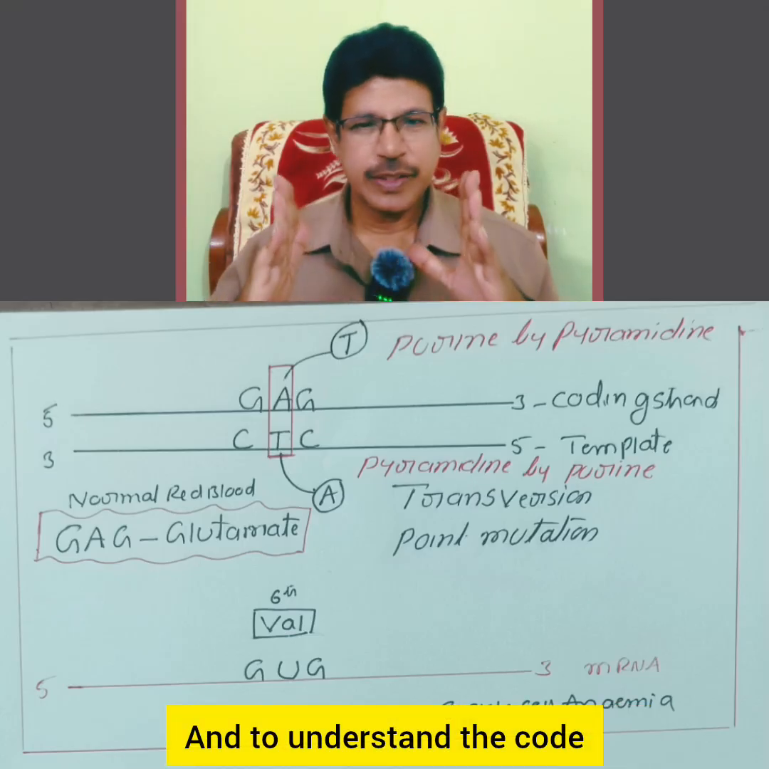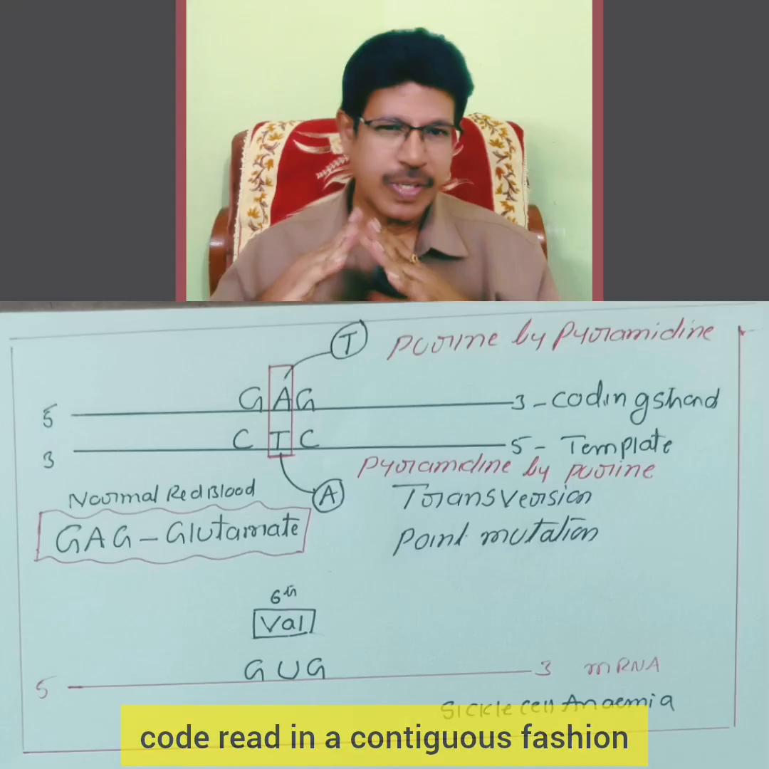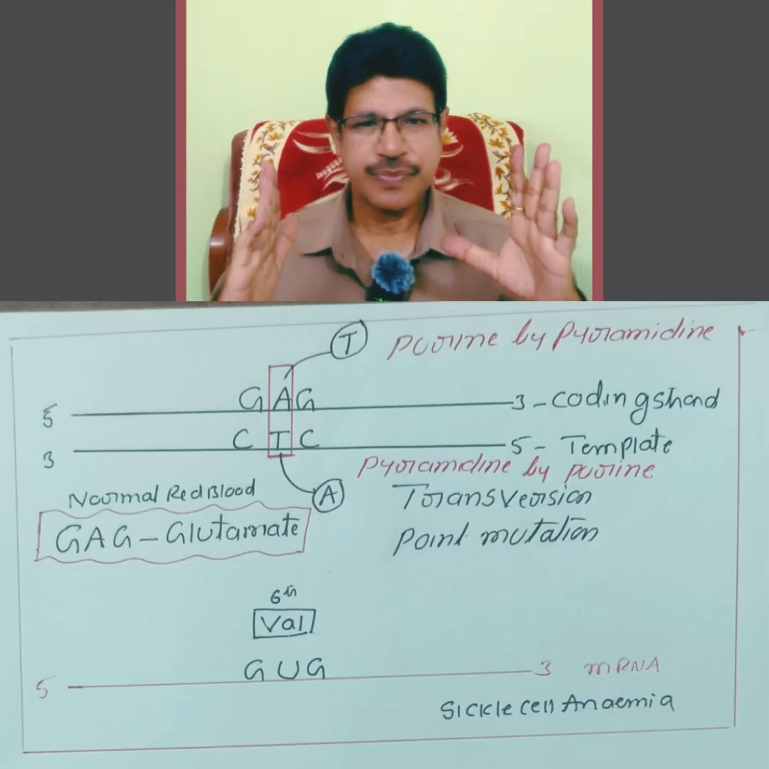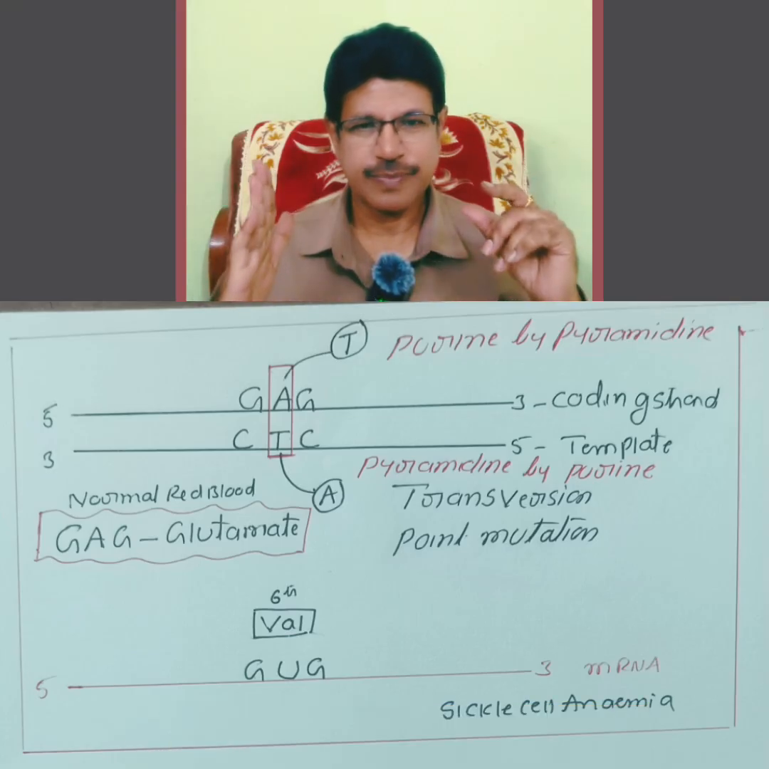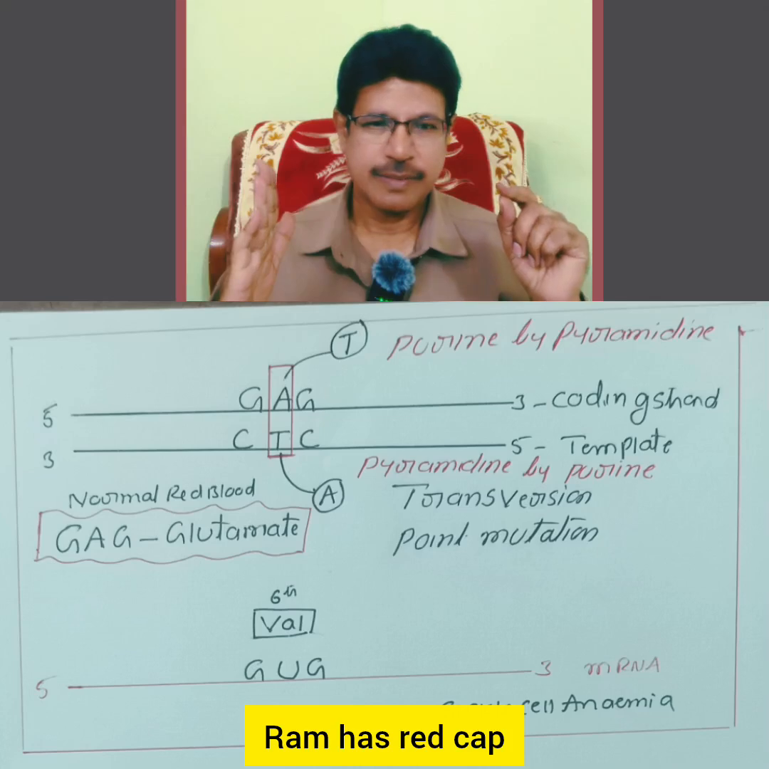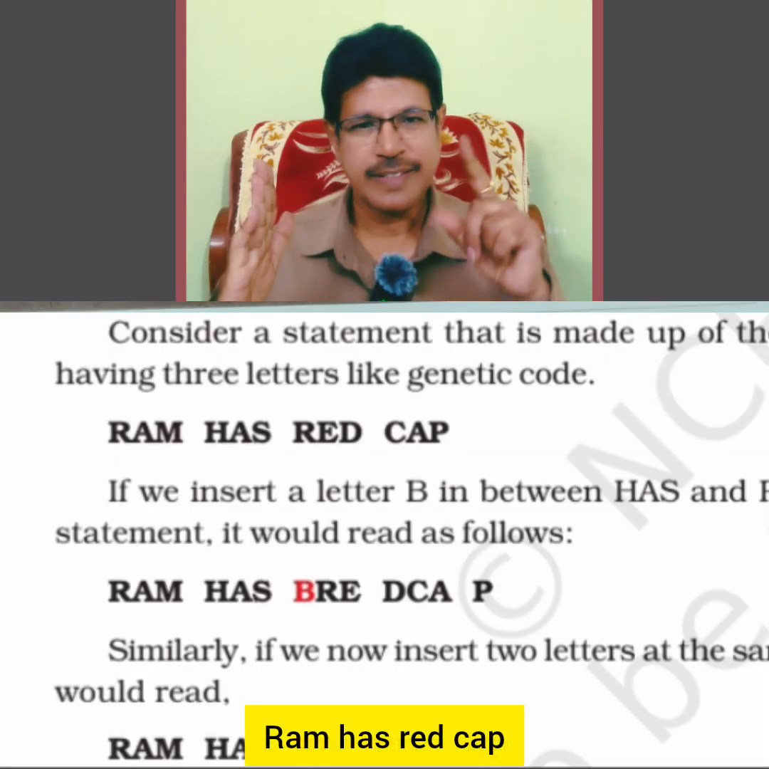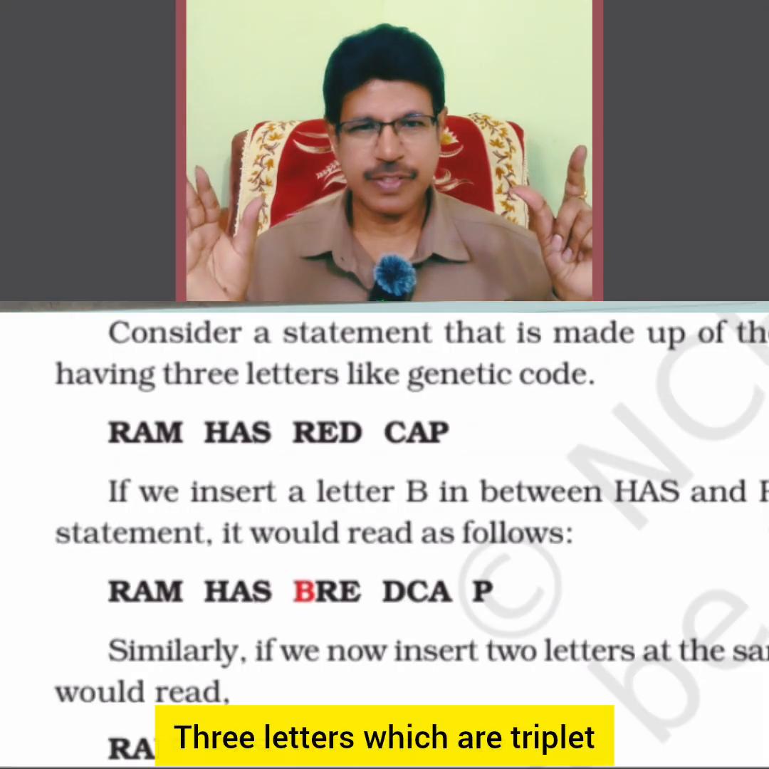And to understand the code, it is a triplet code read in a contiguous fashion. Then the example given in the text: Ram has red cap. Ram has red cap. 3 letters, which are triplets.